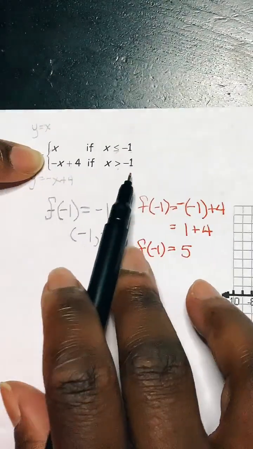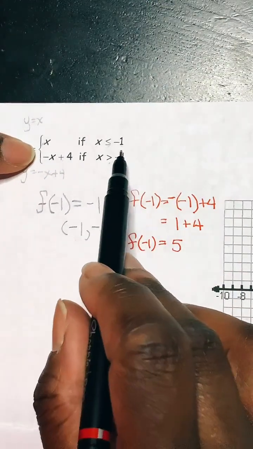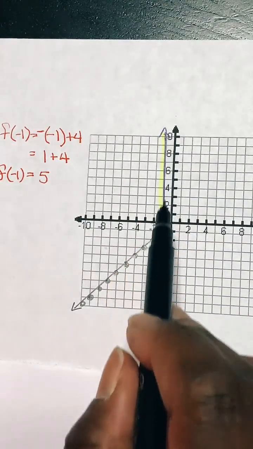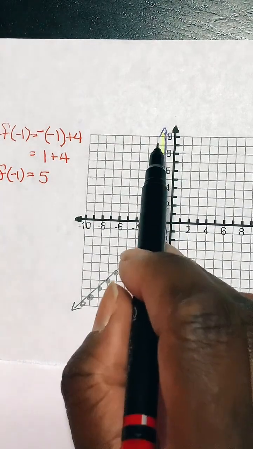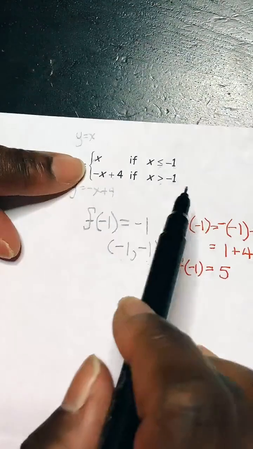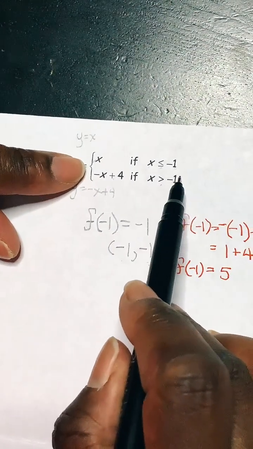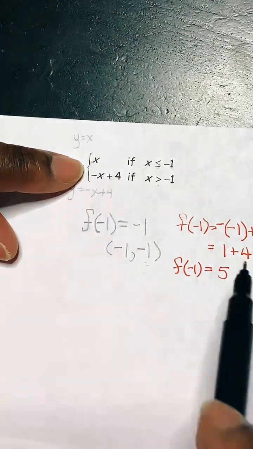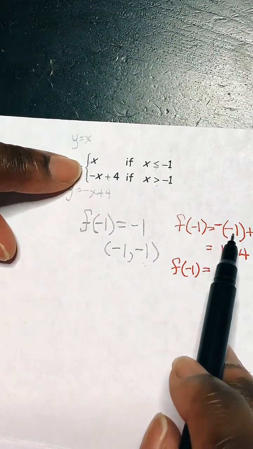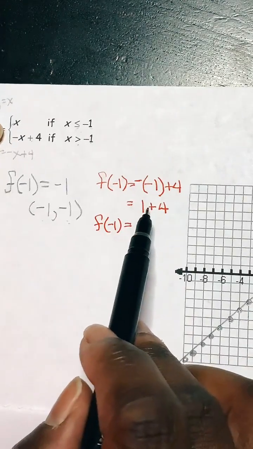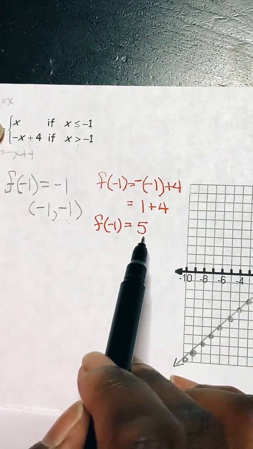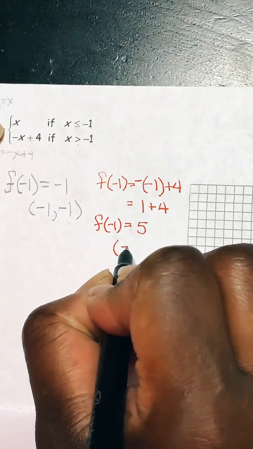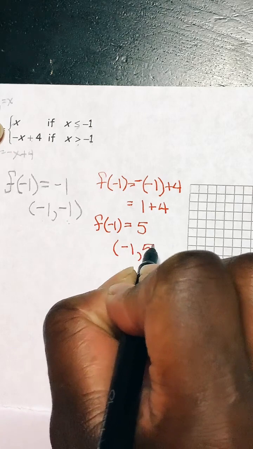Okay, so all I'm doing is taking what was my boundary, because I want to find out what is the point on my boundary line so I can start my graph. By doing that, I can take this -1 and plug it in for x in this expression here. So when I get minus a -1, it gives me a positive 1. And 1 plus 4 gives me 5. So the point that we're going to put on the boundary line is -1, 5.